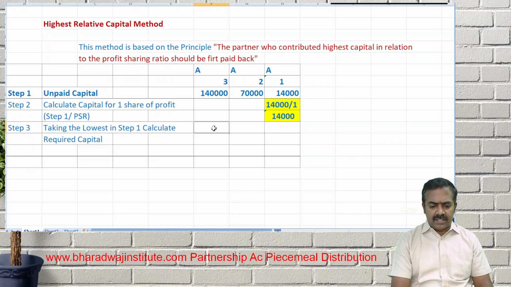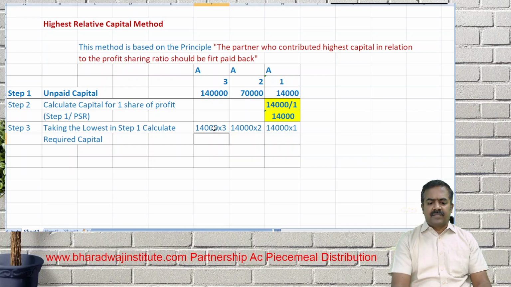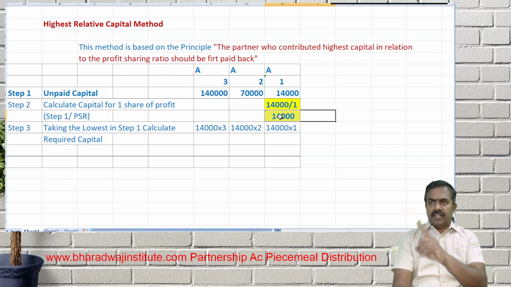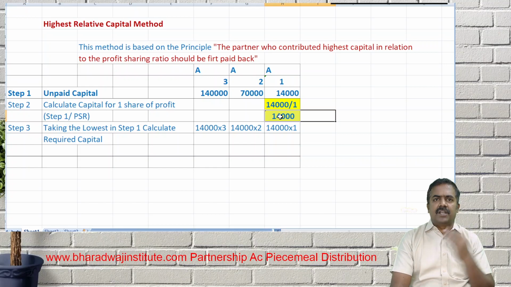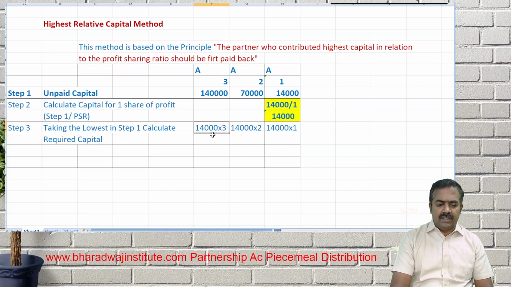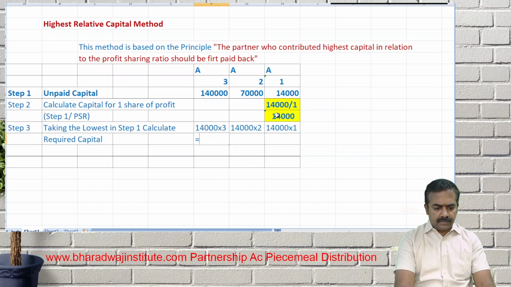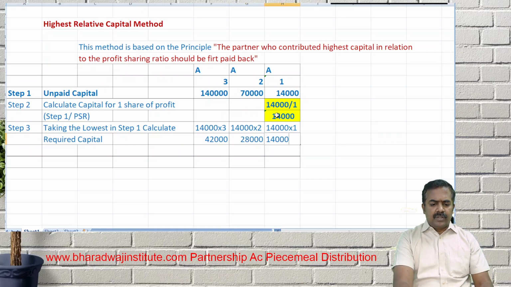So taking the lowest in step 1: 14,000 into the share of profit of the first partner, which is 3. 14,000 into the share of profit of the second partner, 2. Third partner, 14,000 into 1. Clear? 14,000 is for 1 share of profit. For 3 shares, how much is needed? 14,000 into 3, how much? 42,000. 14,000 into 2 is 28,000. 14,000 into 1 is 14,000.